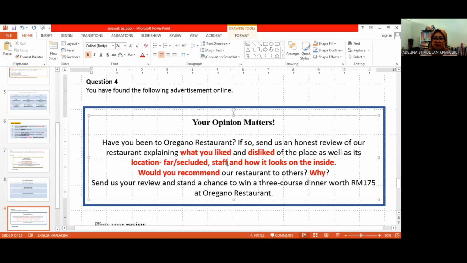When you talk about the staff, you're talking about their service. When you talk about the looks of the inside of the restaurant, you're talking about the interior, the design.